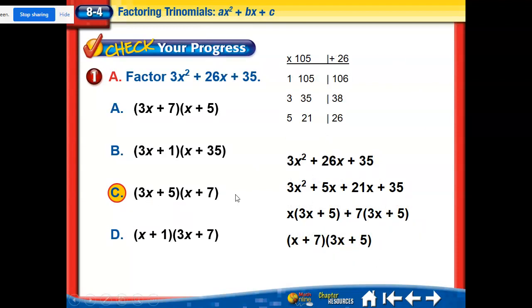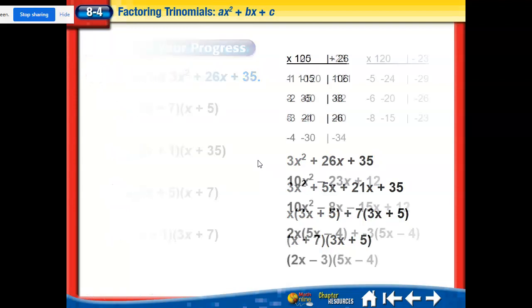Which is, of course, the C value. I don't know why it didn't pop up. It didn't like me. All right, moving on.